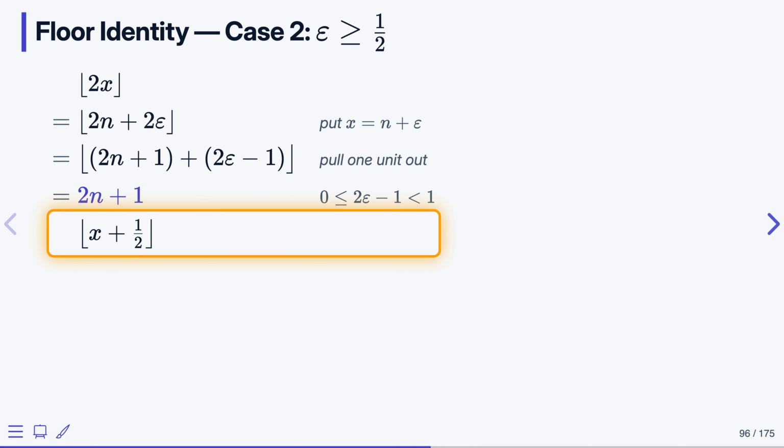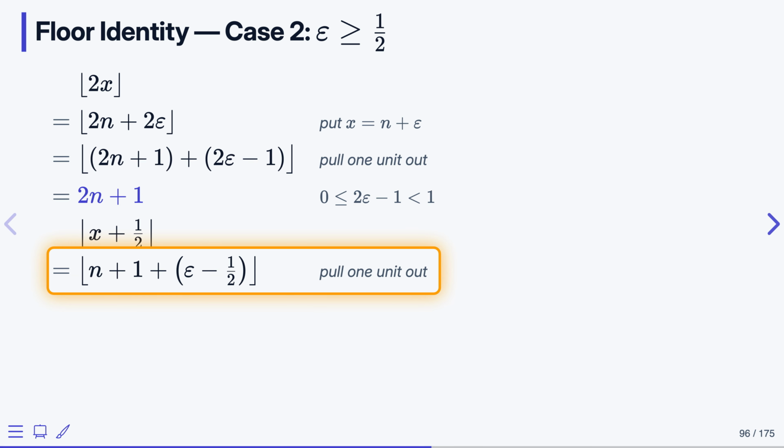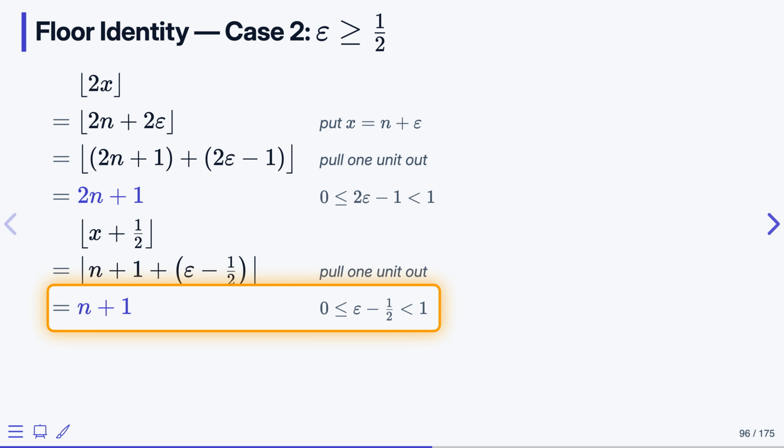Now the second term. We want the floor of x plus 1/2. Step 4. That is n plus 1/2 plus epsilon. Since epsilon is at least 1/2, the fraction part is at least 1, so pull one more unit out. We get n plus 1 plus the quantity epsilon minus 1/2. Step 5. That last piece sits from 0 up to but not including 1/2, so the floor is n plus 1.